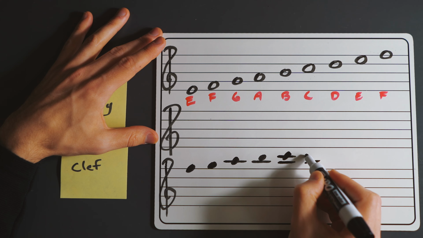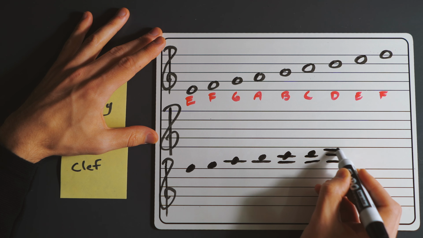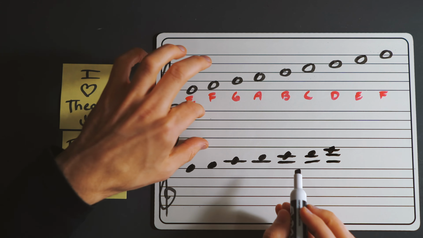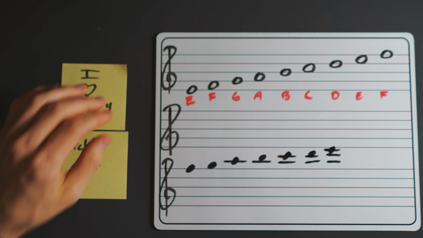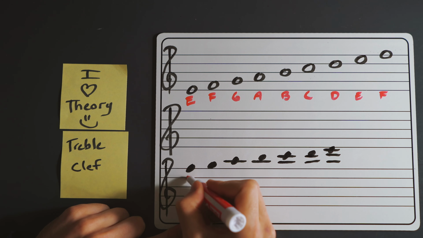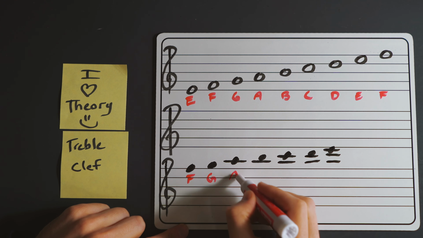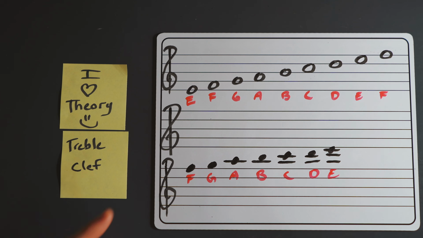I could go all the way up to D if I wanted to. Or let's have as much fun as we can. Let's go up to E, right? Don't let this actual staff confuse you. It's just a little tight on this board. Now, let's just write the notes in so you guys can see. We have F, G, A, B, C, D, and E.